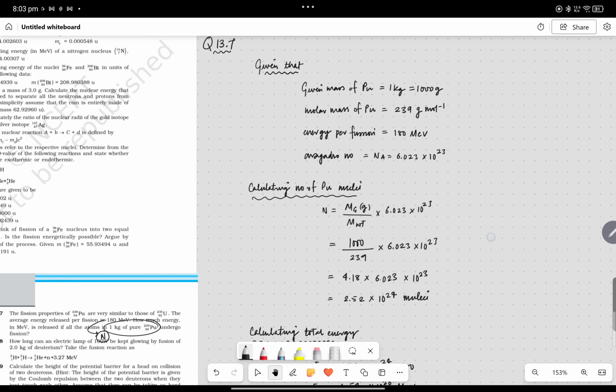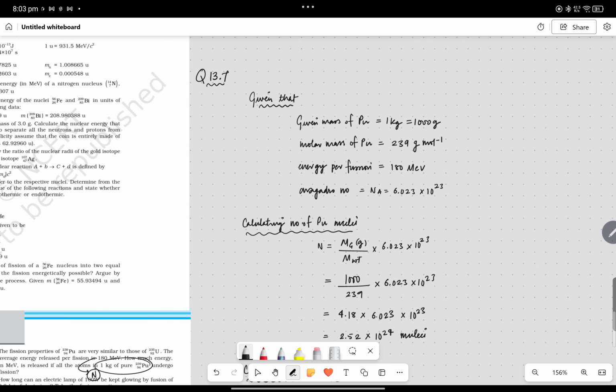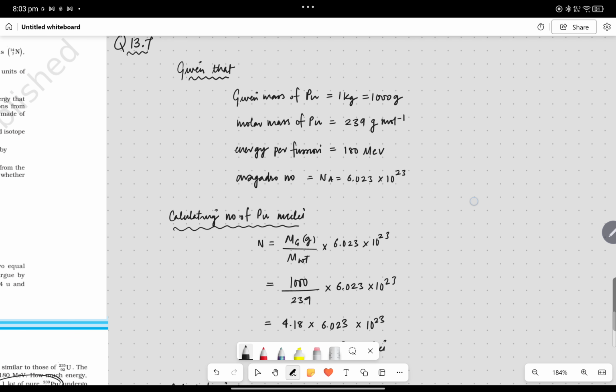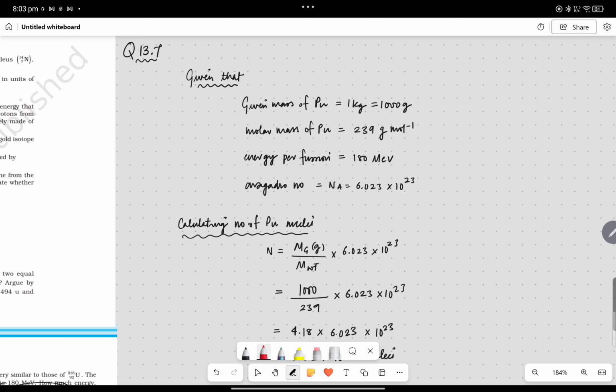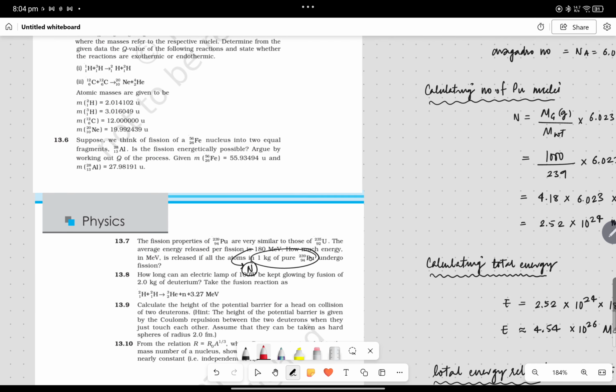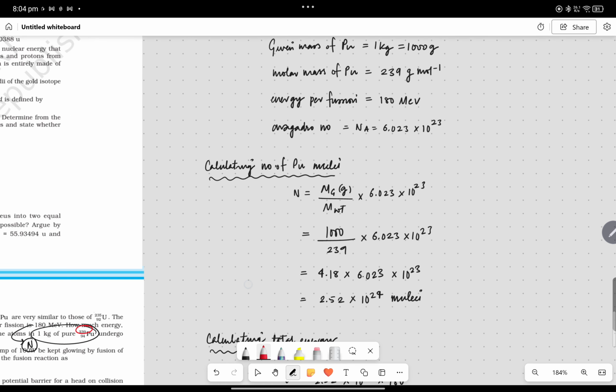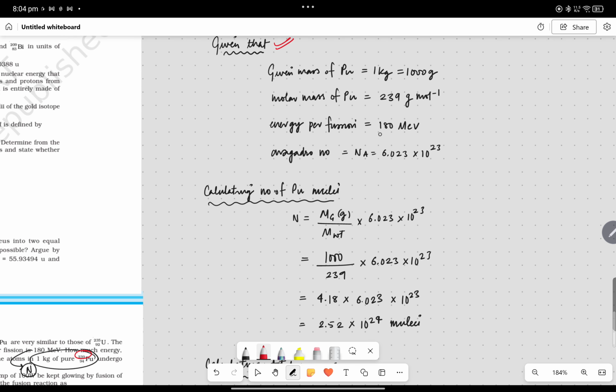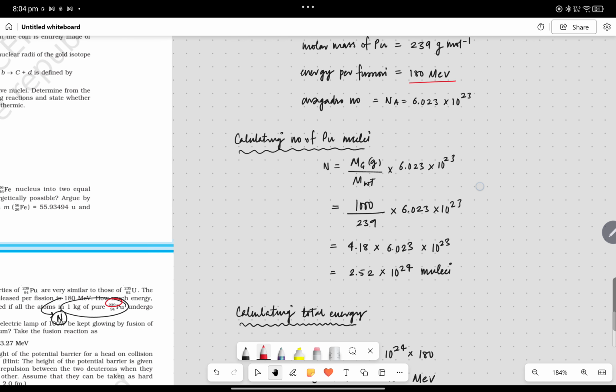Simple thing. First of all, from the examination perspective, you have to write the given data first. What is given? Given mass of plutonium is 1 kg. The molar mass of plutonium is 239, that is the atomic mass 239, right? Then energy per fission is 180 mega electron volt, similar to uranium 235, right?